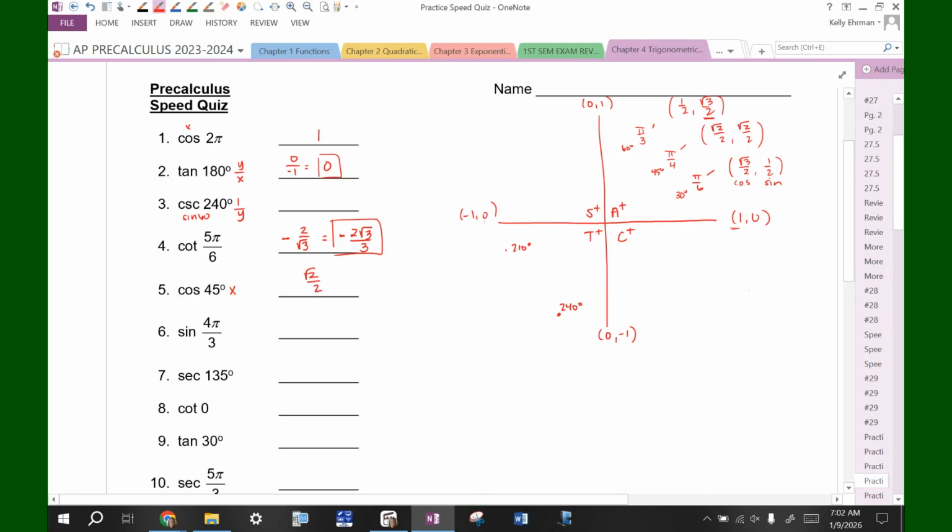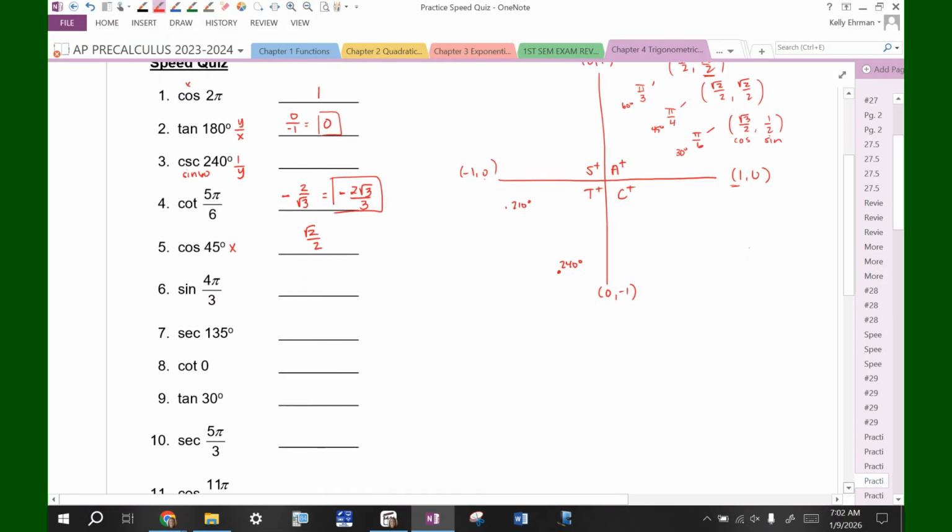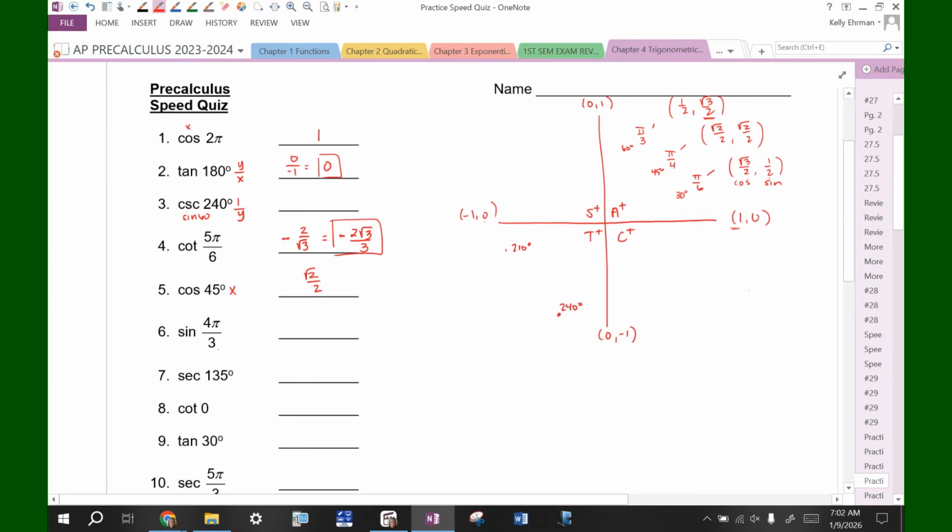Sine of 4 pi over 3. I think when the angles are in radians, it's easier because you can just look at the denominator to see which angle you should be using. So think sine of pi over 3. Figure out that number. That's radical 3 over 2. And then should this be positive or negative? Well, 4 pi over 3 is down here in quadrant 3, and sine is negative down there.